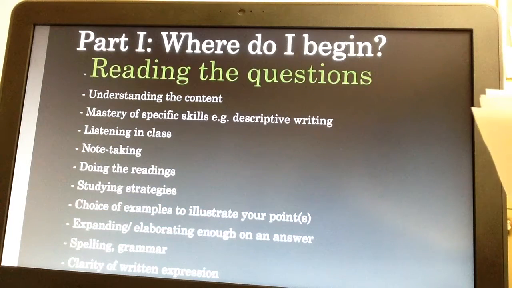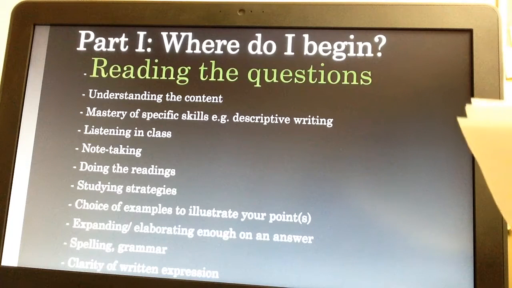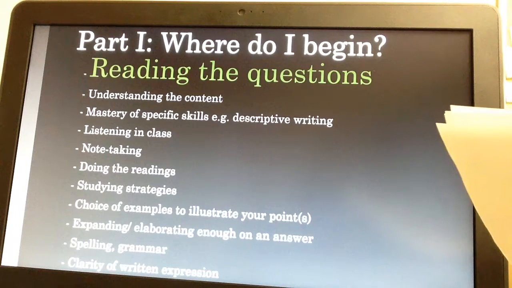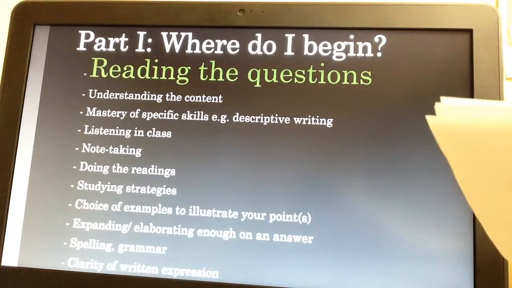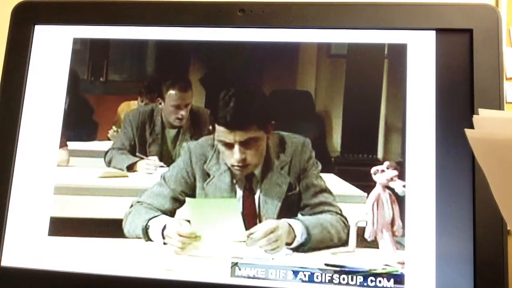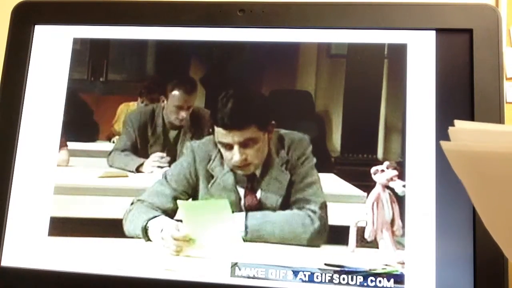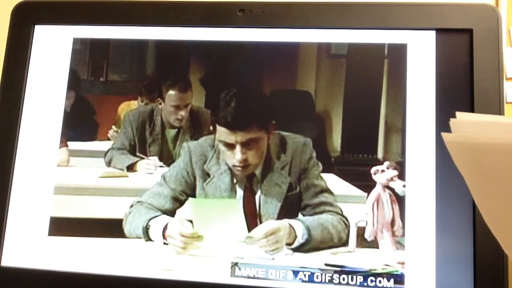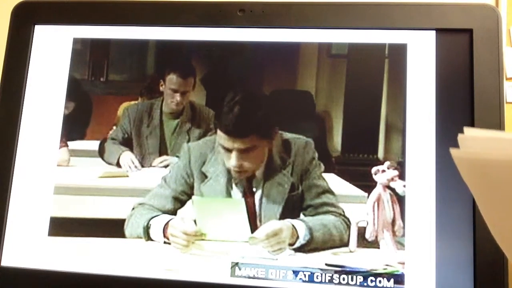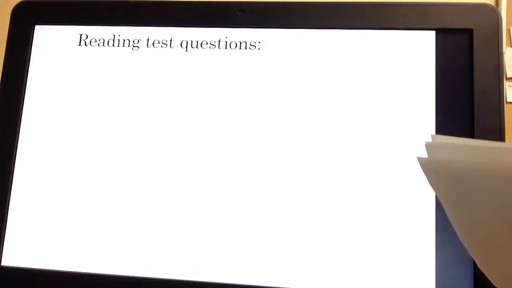So, part 1, where do I begin? The first thing I'd like to look at is reading the questions. This is actually an important part of doing a test and can lead to lost marks or to a better mark on the test. So if this is you, when you first get the test, let's look at how we can use some more effective strategies, shall we?